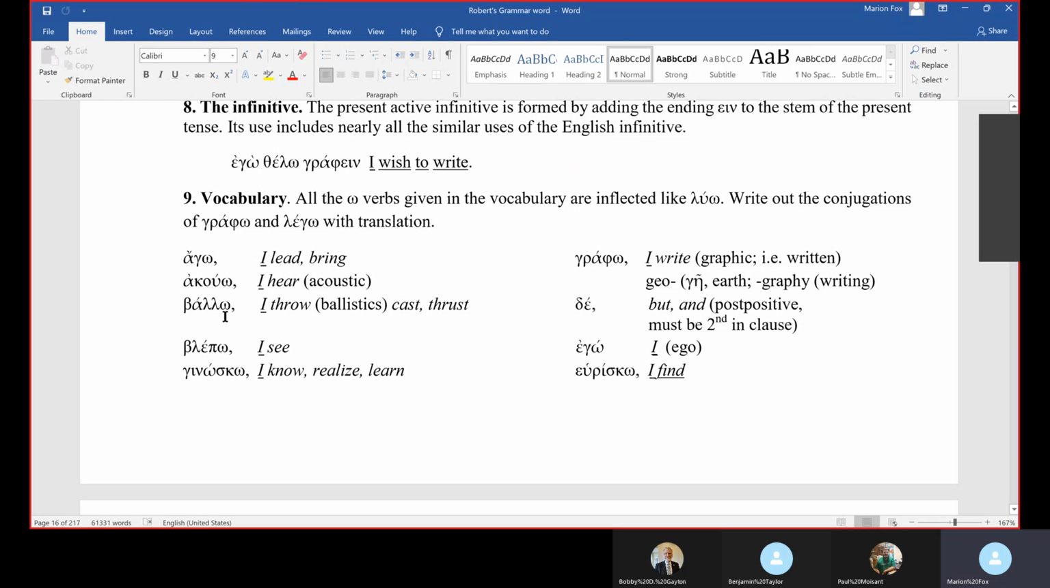That's I throw. If you want, how would you say it? What ending would you use if you wanted to say you plural, throw? Drop the omega and put what? The ete ending, the ete ending, okay? Epsilon, tau, epsilon. Ballete. You plural, throw or thrust.